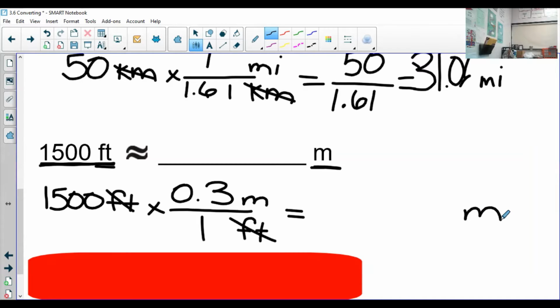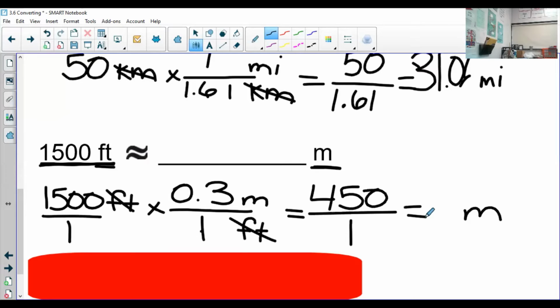1,500 times 3/10. Okay, calculator. 1,500 times 3/10 is 450. Works out evenly, so we don't even have to round. So I have 450 meters over, remember, we can put a 1 here, so it's like 1 times 1, which is 1. So 450 over 1 is 450 meters.